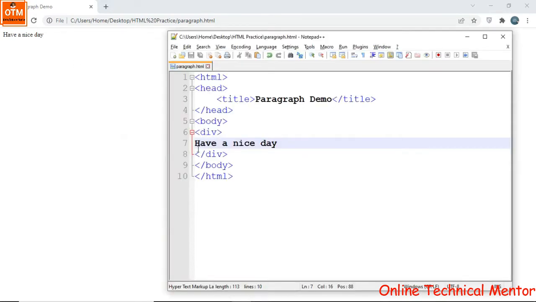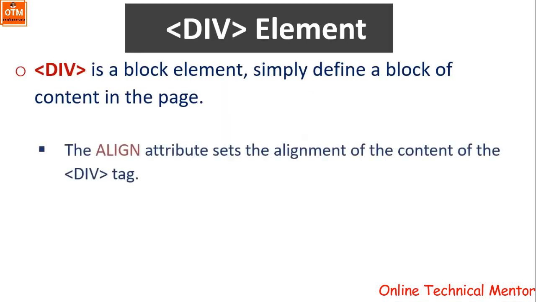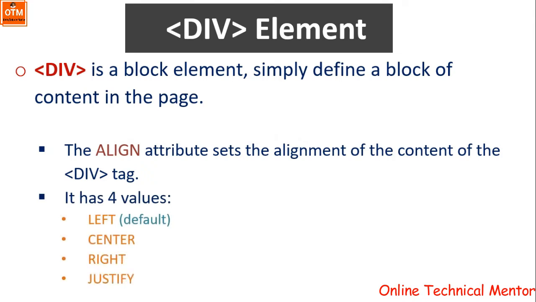You will not get any special effect for this div element. It is just a block of code. This div tag is used to hold another element, or rather a paragraph. The div tag is used to define a section or a division in the HTML document. The align attribute sets the alignment of the content of the div tag. It has 4 values: left, which is default, center, right, and justify. Let me show you one by one.